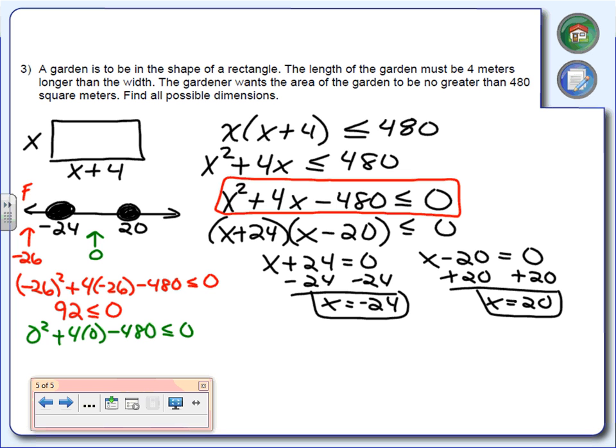So put that in your calculator. What are we going to get? Negative 480. Is negative 480 less than or equal to 0? Yes, that is true. So true right there.